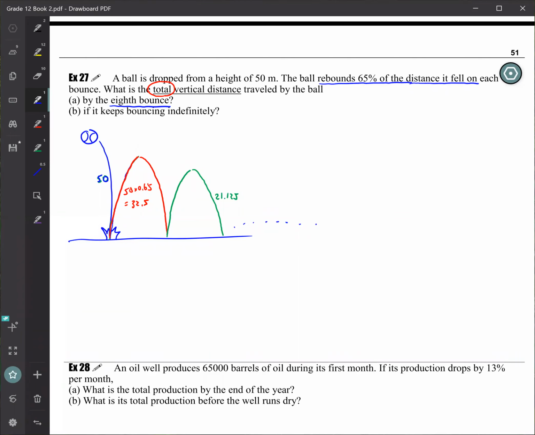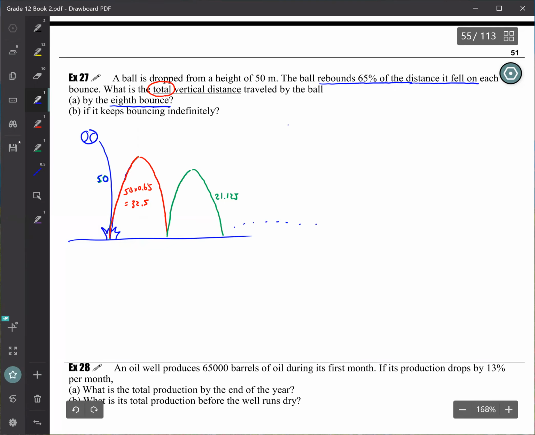Sequence? Is sequence having an adding? Oh, series is adding. Okay. Series has the S, right? The sum. So total means the series. So this is a series question. So we want to add up all the up and down distance.